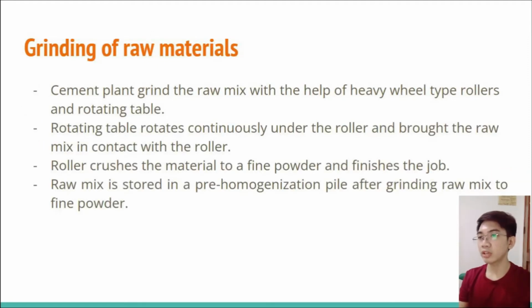Now, cement plants grind the raw mix with the help of heavy wheel type rollers and a rotating table. The rotating table rotates continuously under the roller and brings the raw mix in contact with the roller. The roller crushes the material to a fine powder and finishes the job. Raw mix is stored in a pre-homogenization pile after grinding the raw mix to fine powder.